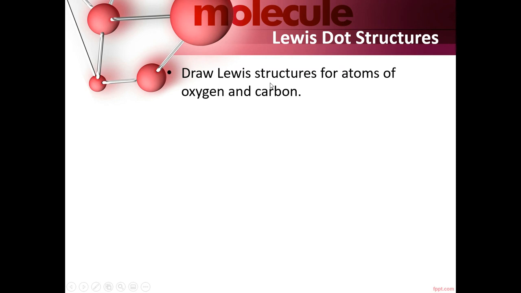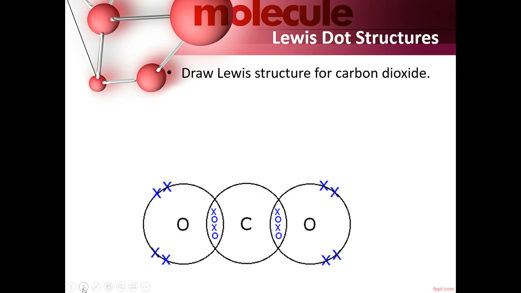Let's draw Lewis structures for atoms of oxygen and carbon. Lewis structures are going to show us how many valence electrons there are. We're just going to draw dots for valence electrons. Oxygen has 6 valence electrons, 8 total electrons, but only 6 are valence. And so I'm just going to draw some dots for oxygen's electrons: 1, 2, 3, 4, 5, and 6. And then for carbon, carbon has 6 total electrons, but only 4 are valence. And so I'm going to draw 1, 2, 3, 4. Those are the Lewis structures for oxygen and carbon.